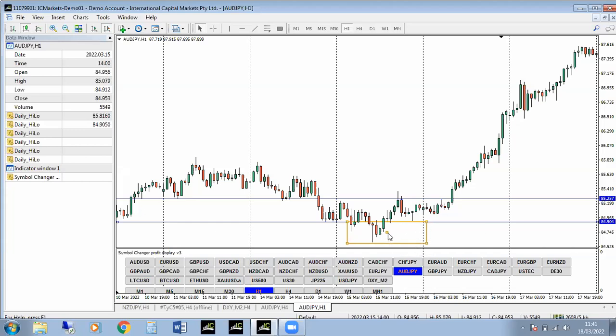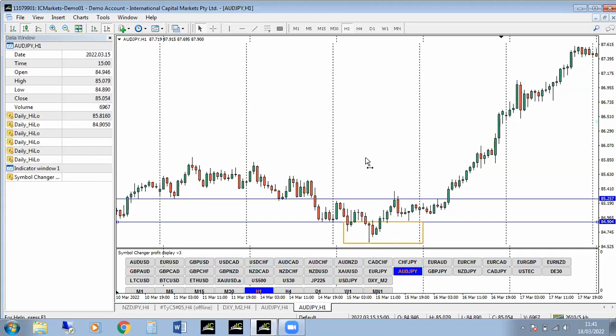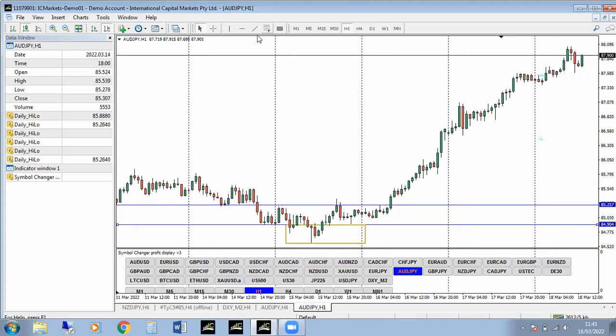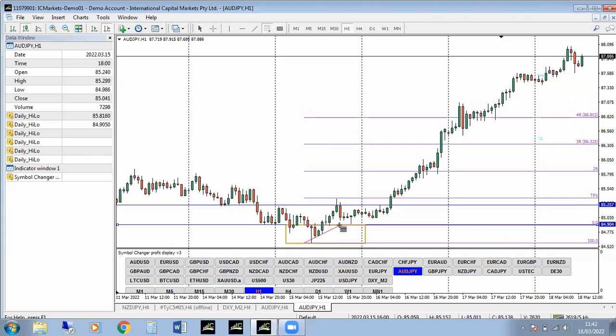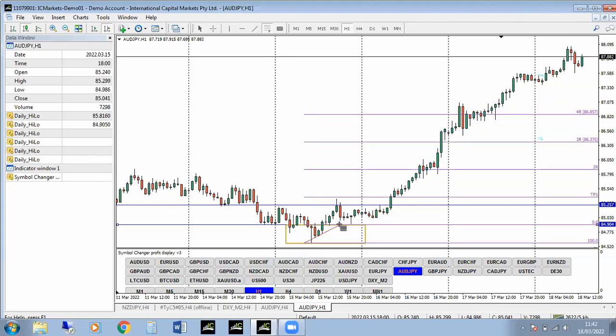So I am never in a rush to take any trade. I always wait for the trade to come to me. So I always use limits. So I'm just going to take my trade. I'll draw my fibs from the bottom to the high of that bearish candle.